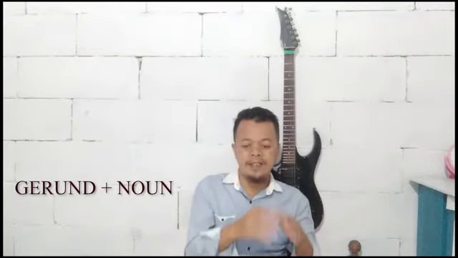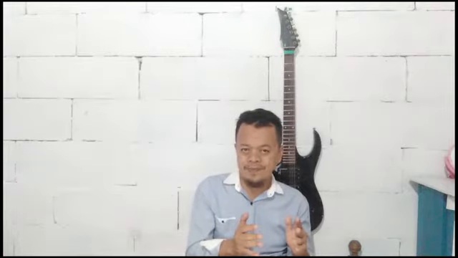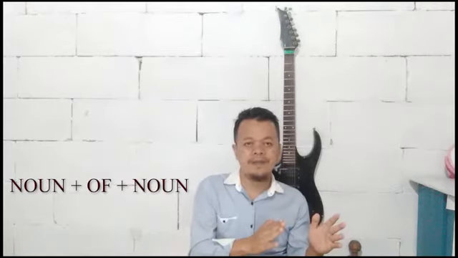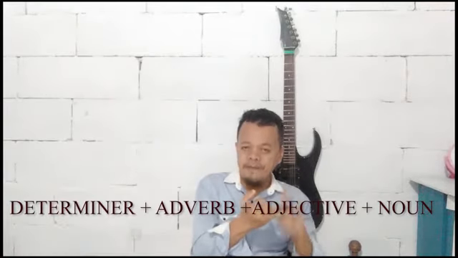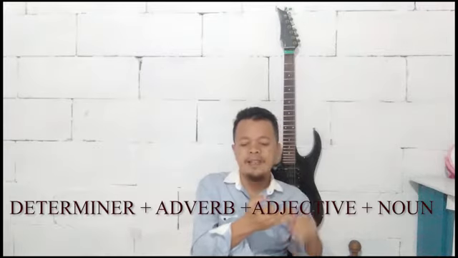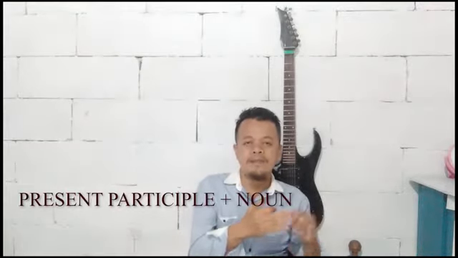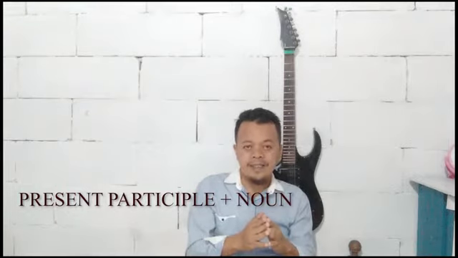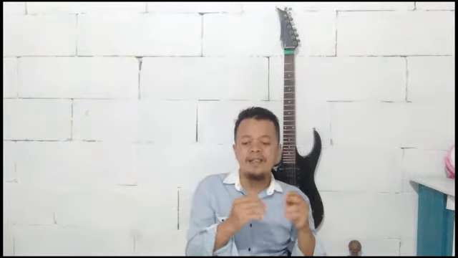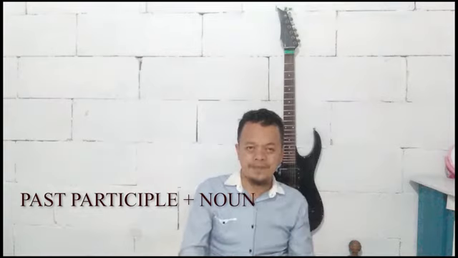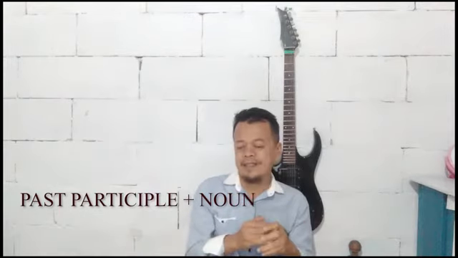The pattern number two is gerund plus noun. The pattern number three is noun plus of plus noun. The pattern number four is determiner plus adverb plus adjective plus noun. The pattern number five is present participle plus noun. And the last, pattern number six, is past participle plus noun. Okay, let's check one by one.